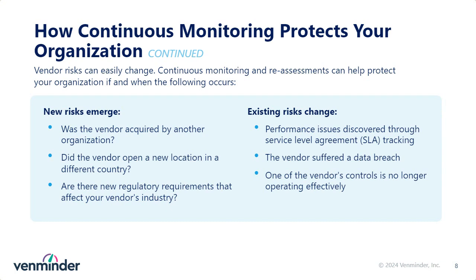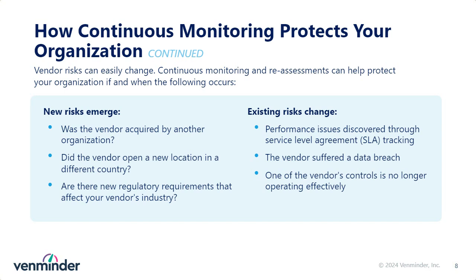One way that it can do that is to make you aware that new risks are emerging. A new vendor risk might emerge because of internal or external factors. Was the vendor acquired by another organization, for example? Or did the vendor open a new location, maybe in a different country? Are there new regulatory requirements that affect this vendor or the industry that this vendor is in? These types of situations can expose your organization to new vendor risks that you didn't identify earlier but now exist, and those should be addressed.